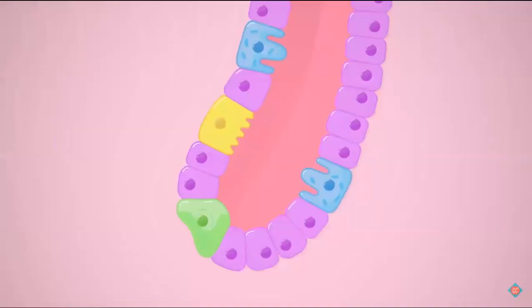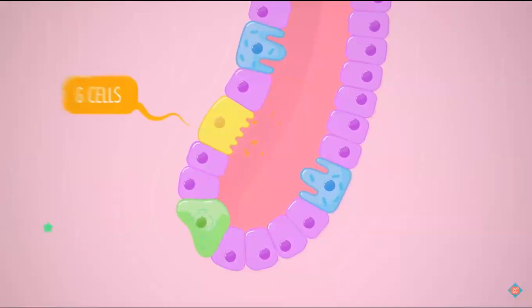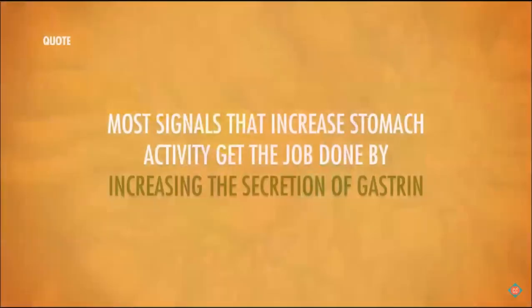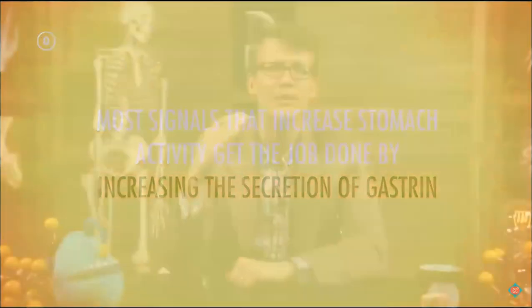But with so much mind-blowingly powerful stuff at your stomach's disposal, somebody down there has to be in charge. So your gastric glands also contain enteroendocrine cells. These cells release regulatory hormones like serotonin and histamine, which act locally to trigger other cells to, say, release more acid or contract muscle tissue. And when the time comes to tamp the action down, they secrete other hormones like somatostatin to inhibit secretions. And then there are G cells, which produce the most important hormone for stimulating gastric activity, gastrin. Most signals that increase stomach activity get the job done by increasing the secretion of gastrin, which then stimulates the release of other gastric fluids as well as stomach muscle activity.